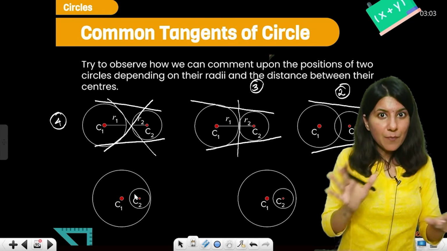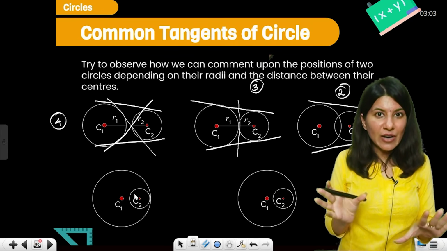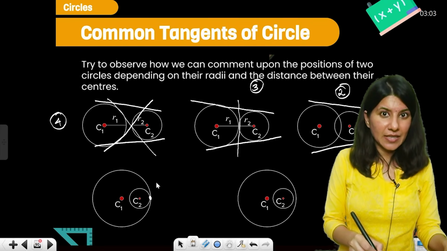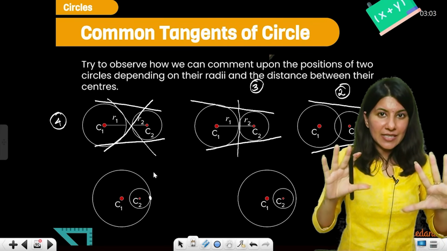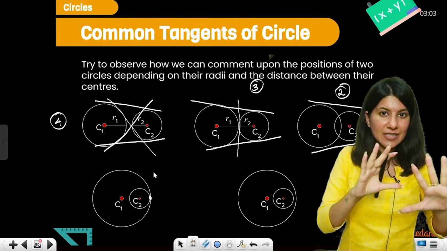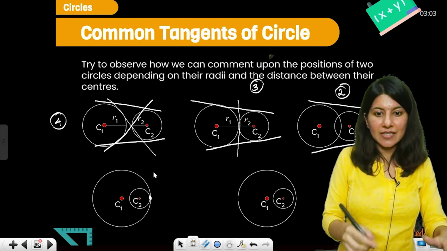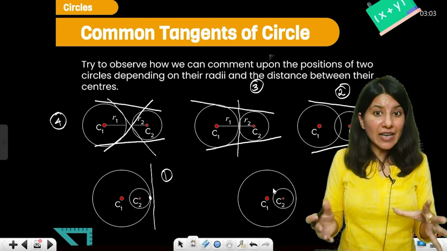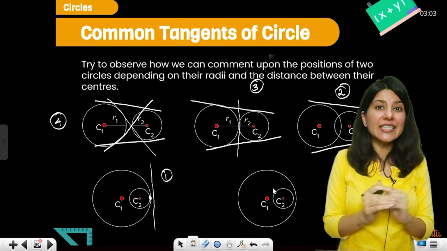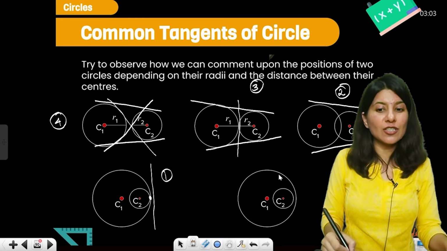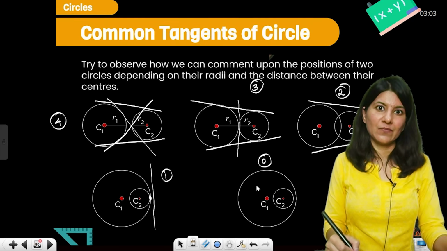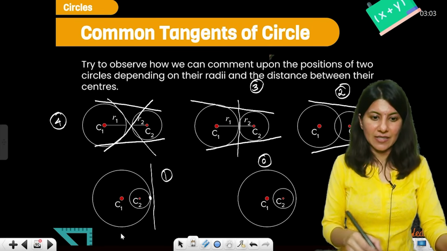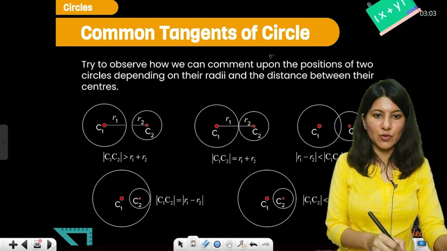Now some more closer, wherein one circle is lying inside the circle and touching also. So they have come closer in such a way that the second circle just slips inside the circle. So only 1 common tangent. And when one circle is completely inside the circle, basically they are not touching each other, so 0 common tangents. So these are the 5 cases, 5 good cases.